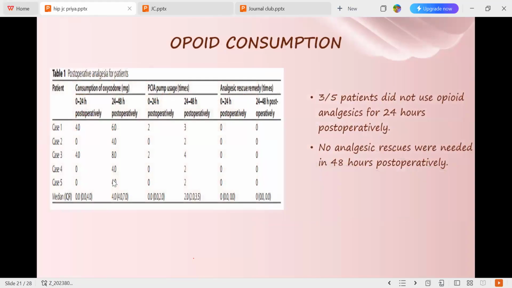So when coming to opioid consumption, in the first 24 hours, out of the 5 patients, only 2 patients required oxycodone, and they activated the PCA pump twice, and they utilized about 4 mg of oxycodone, and none of the patients required analgesic rescue remedy in the first 24 hours, and in the first 48 hours they didn't require any rescue remedy except for the 2 patients who took the PCA pump twice in the first 24 hours.